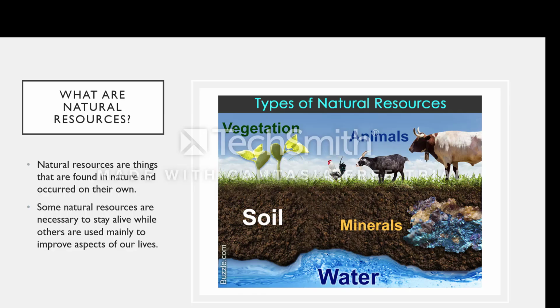So what are natural resources? Natural resources are things that are found in nature and occurred on their own. This means that they are not things that can be created by people. Some natural resources are necessary to stay alive, while others are used mainly to improve aspects of our lives. Some examples of natural resources are vegetation, animals, soil, minerals, and water.